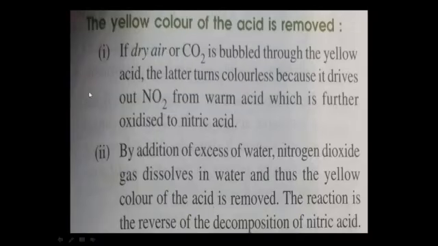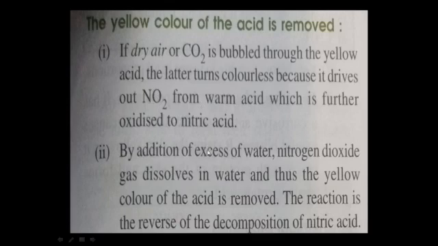And then how is the yellow color of the acid removed? If dry air or carbon dioxide is bubbled through the yellow acid, the latter turns colorless because it drives out nitrogen dioxide from the warm acid, which is further oxidized to nitric acid. So the yellow color will fade, and this nitrogen dioxide can again be oxidized to nitric acid.